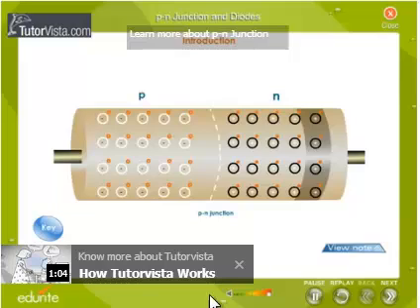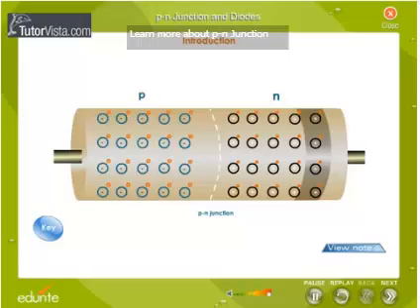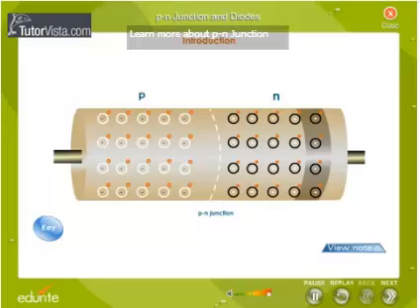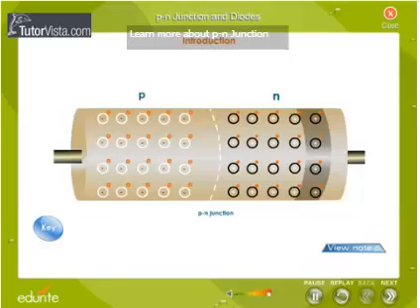Immediately after it is formed, the P region contains holes which are mobile and negatively charged impurity ions, which are immobile, and the N region contains positively charged impurity ions, which are immobile and mobile electrons. Many electronic devices use PN junctions.